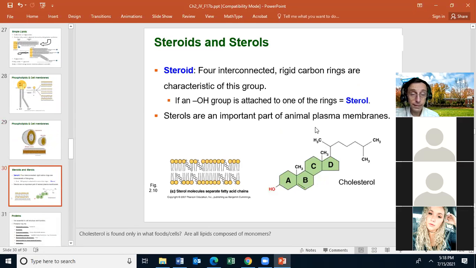All right. The last group of lipids we want to talk about are steroids. And if you have an OH group on a steroid, we call that a sterol. Steroids are four connected rigid carbon rings that are characteristic of this structure, this group. And the sterol you're probably most familiar with is cholesterol, which is this structure with the OH group on it.